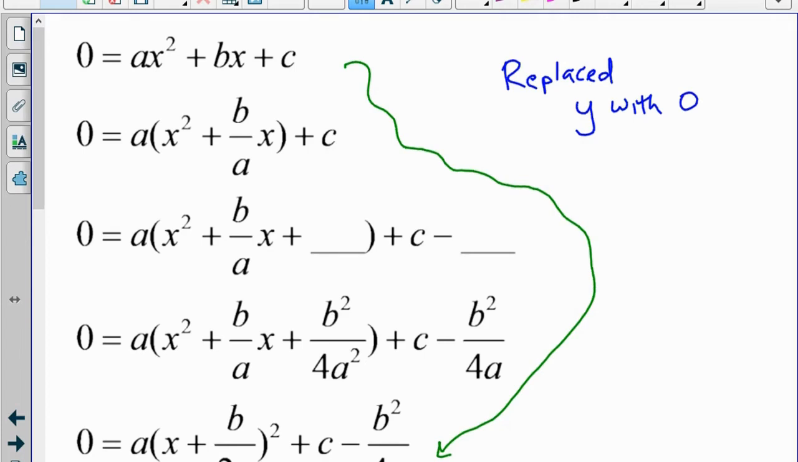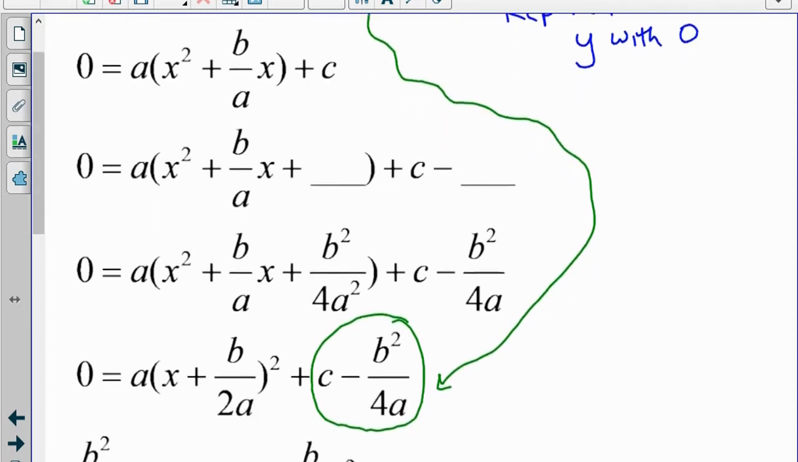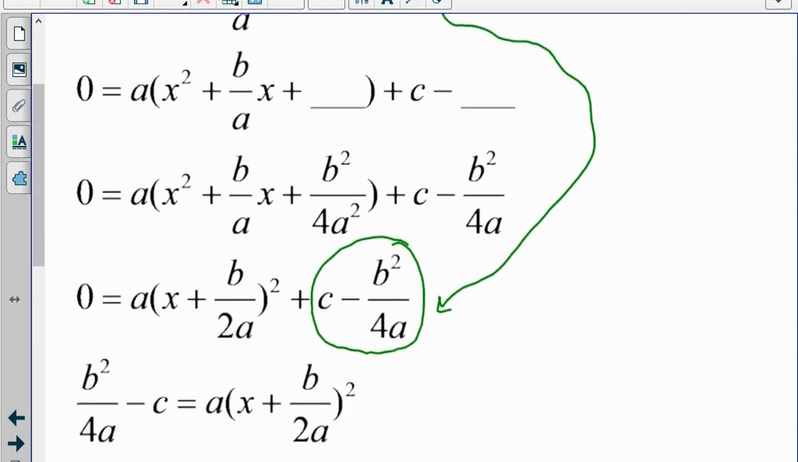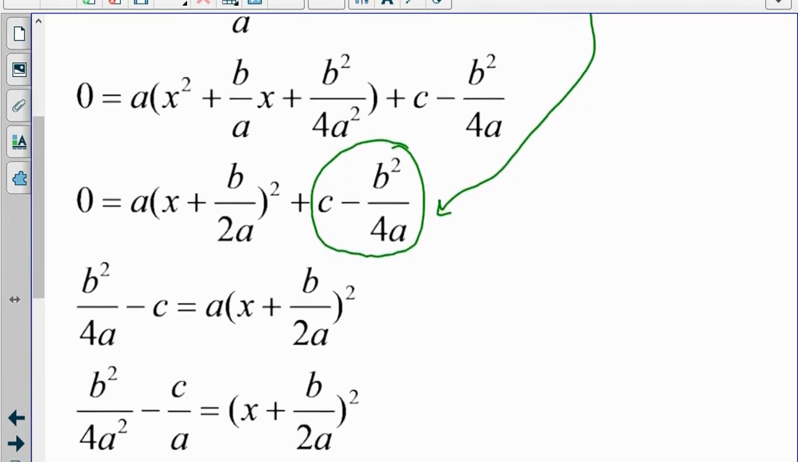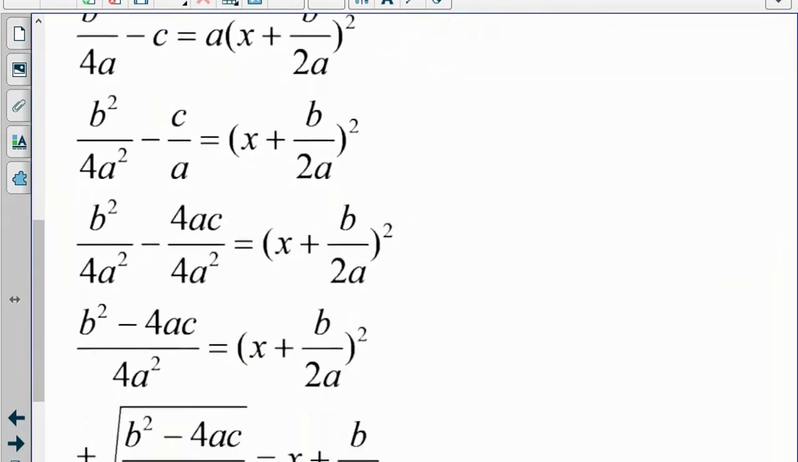So now what I can do when I replace y with 0 is solve for x. So I'm going to take this stuff and add it or subtract it over to the other side of the equation. So I end up with b squared over 4a minus c. That's just adding or subtracting it to the other side of the equation.